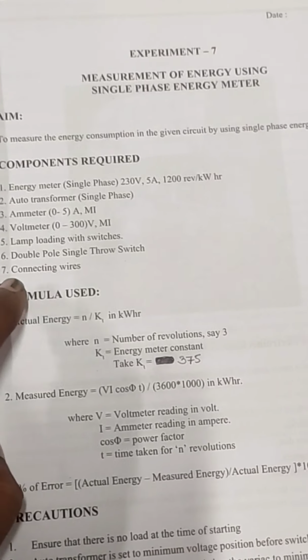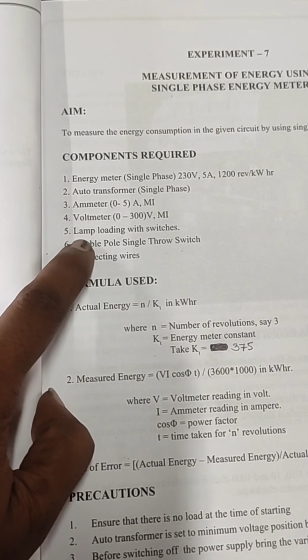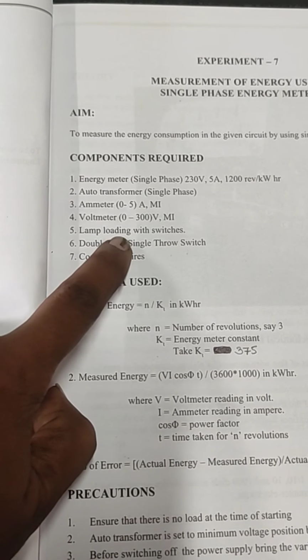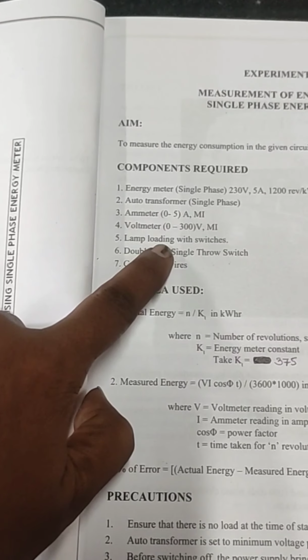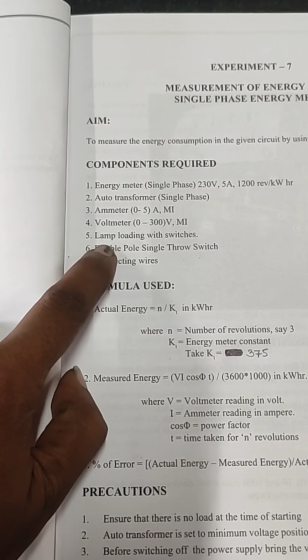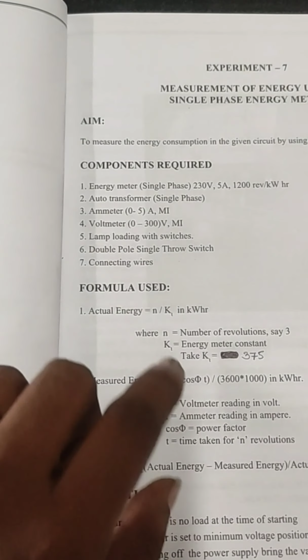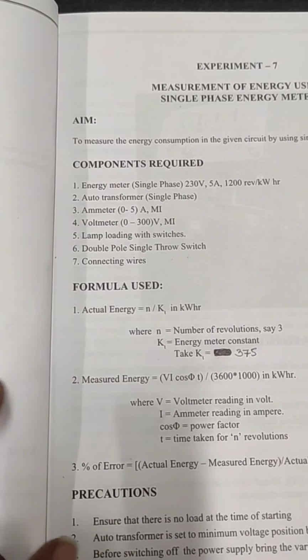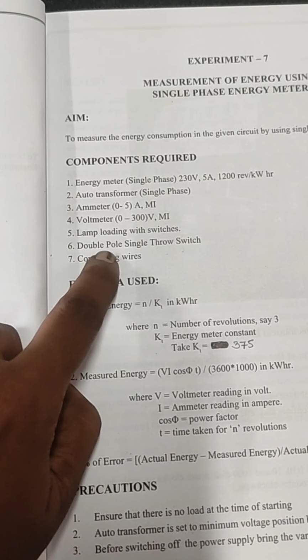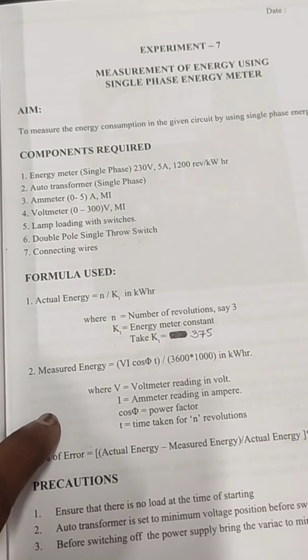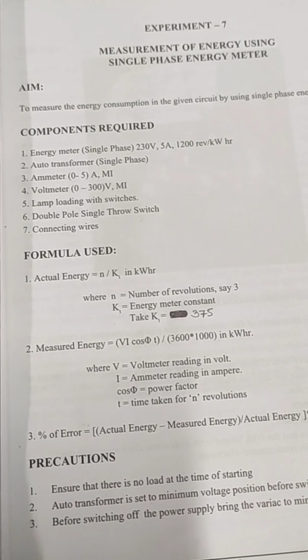Meanwhile, to check the power consumption rate in our laboratory, we are using a lamp load only. But in our residence, instead of a lamp load, all the appliances should be considered as a load. And since we are dealing with a direct AC source, here we are going to use a double pole single throw switch, DPST switch, and the required connecting wires.